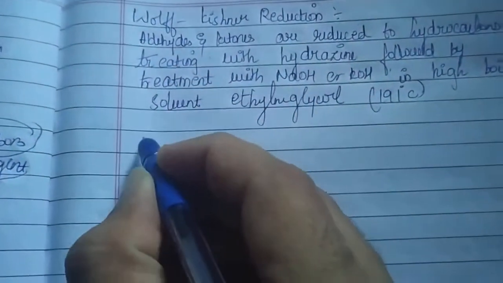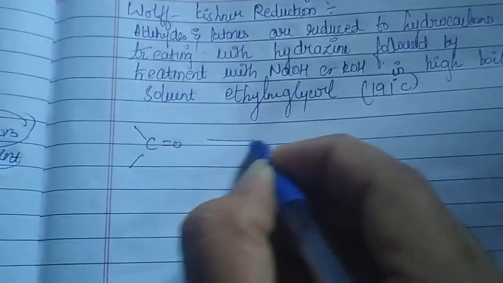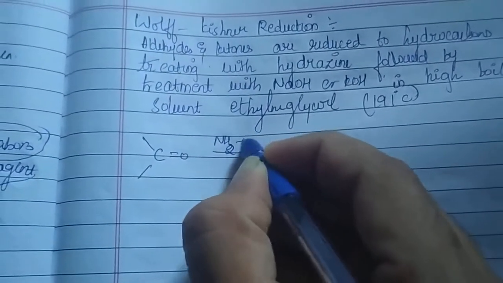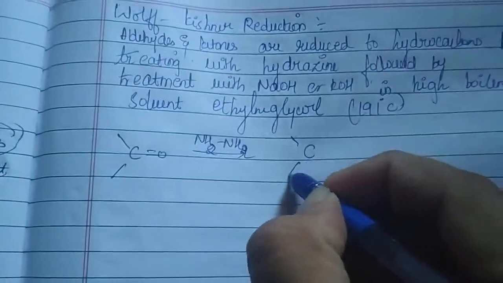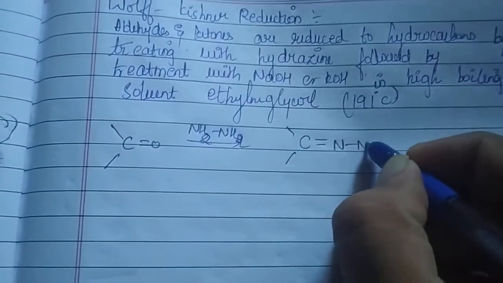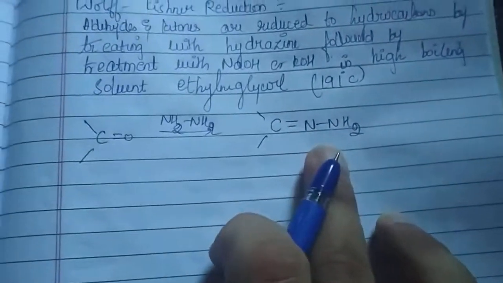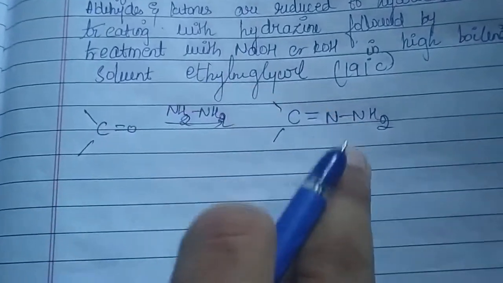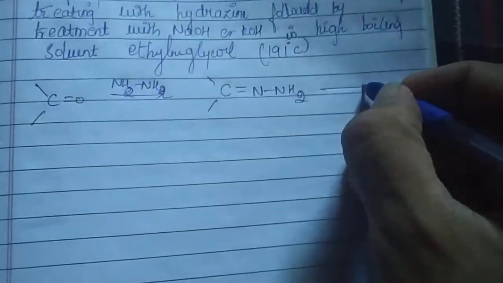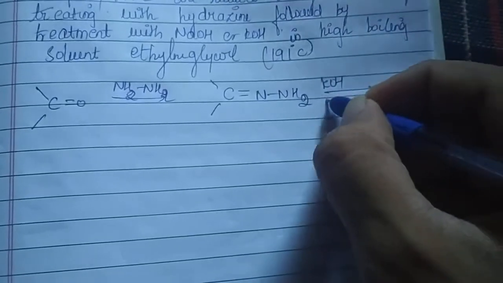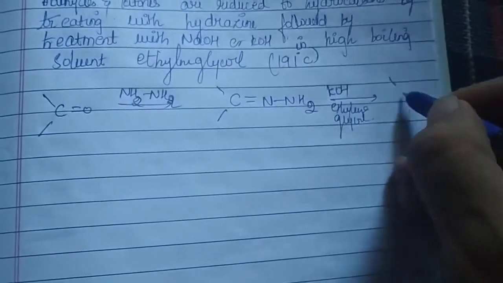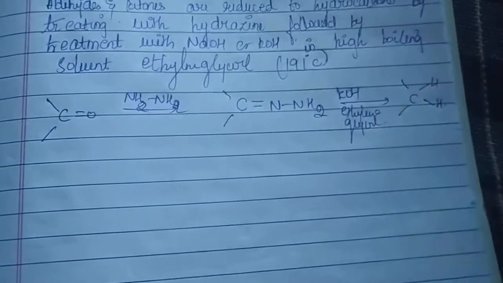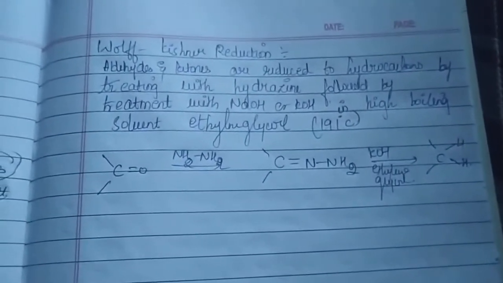Of course, we know that whenever a carbonyl compound is treated with hydrazine, we have looked at the nucleophilic addition reaction we are going to get. So we will be getting C double bond NNH2, that is hydrazone. Whenever a carbonyl compound is treated with hydrazine, first we are getting what? Hydrazone. Then treating this hydrazone in the presence of your KOH and ethylene glycol, the final product we are going to get will be our hydrocarbon. Is that clear? So this is what it says about Wolff-Kishner reduction.